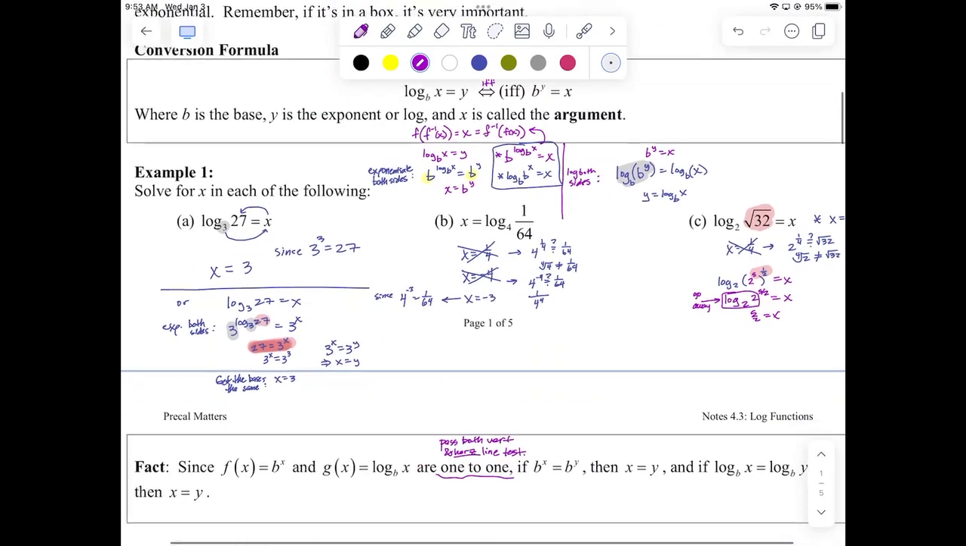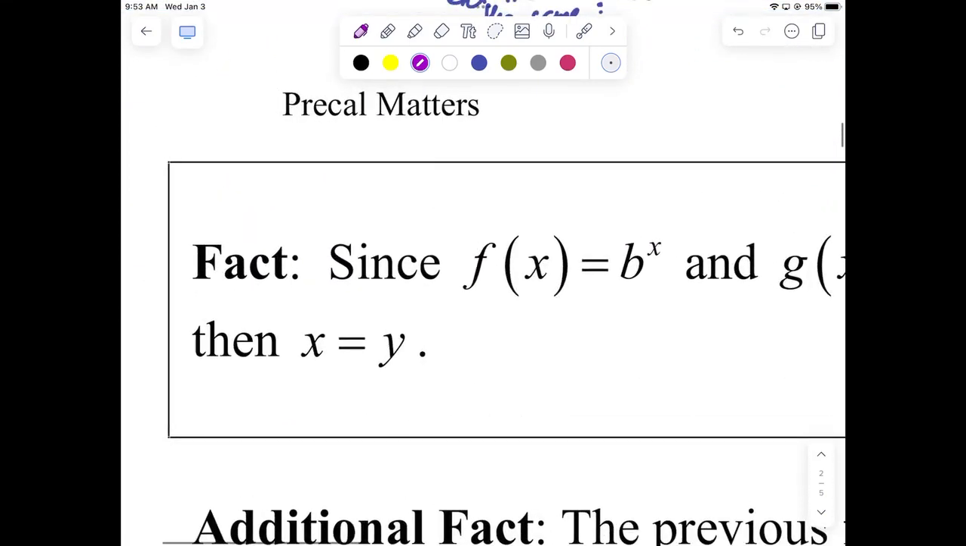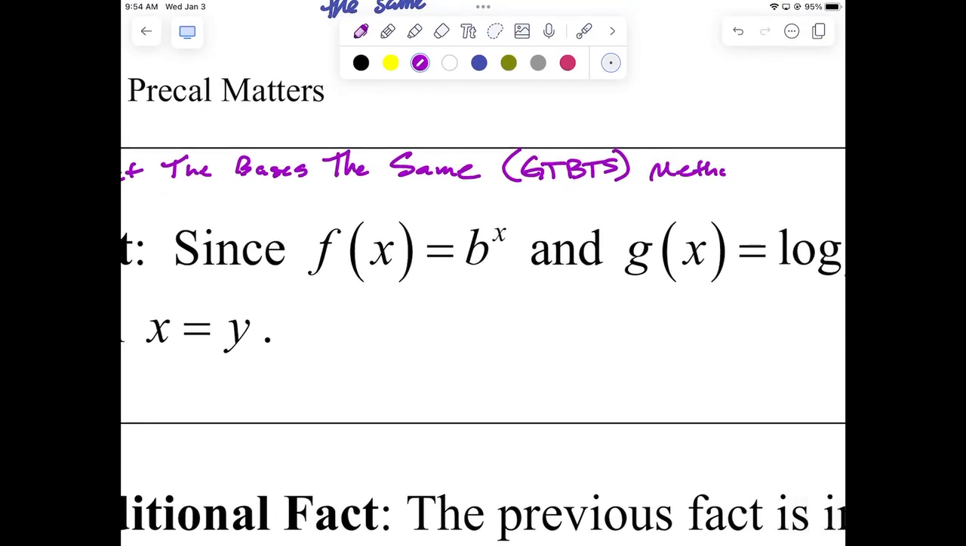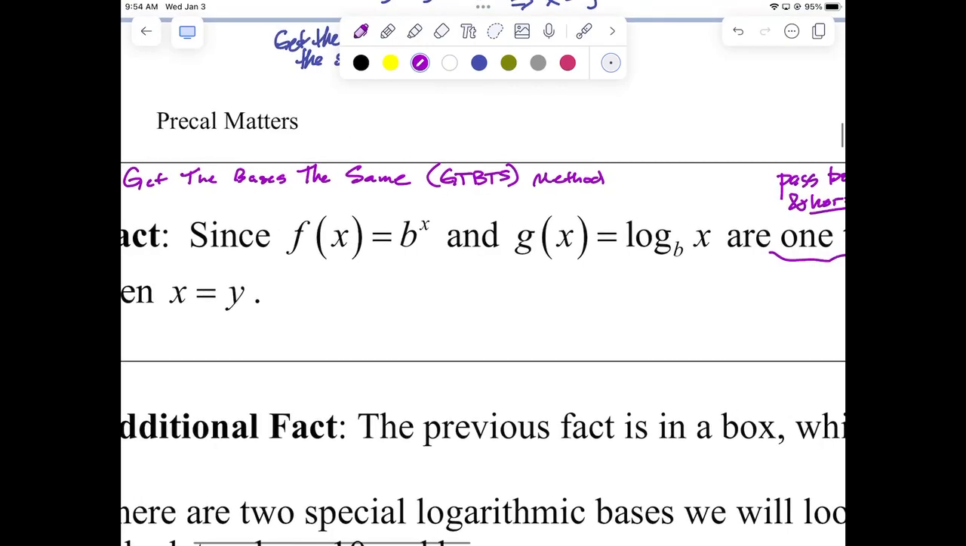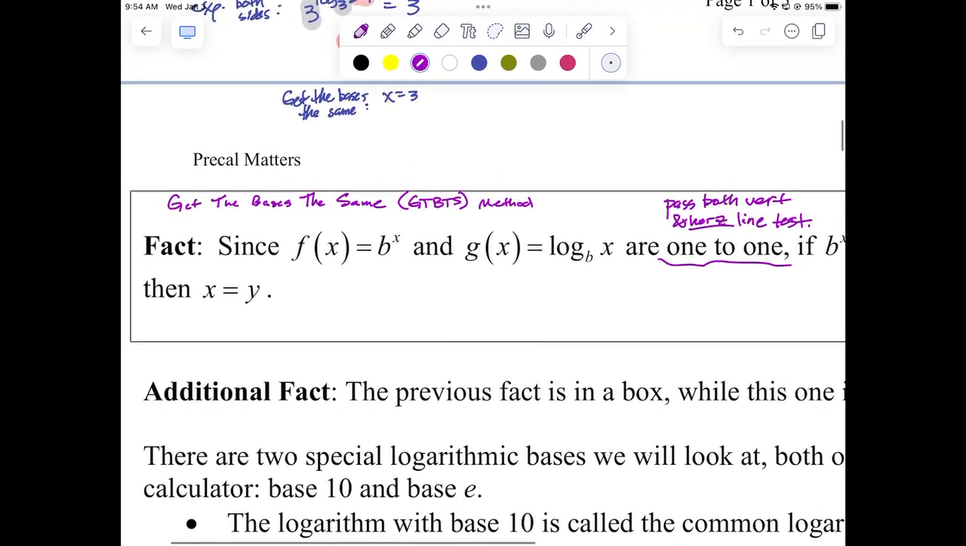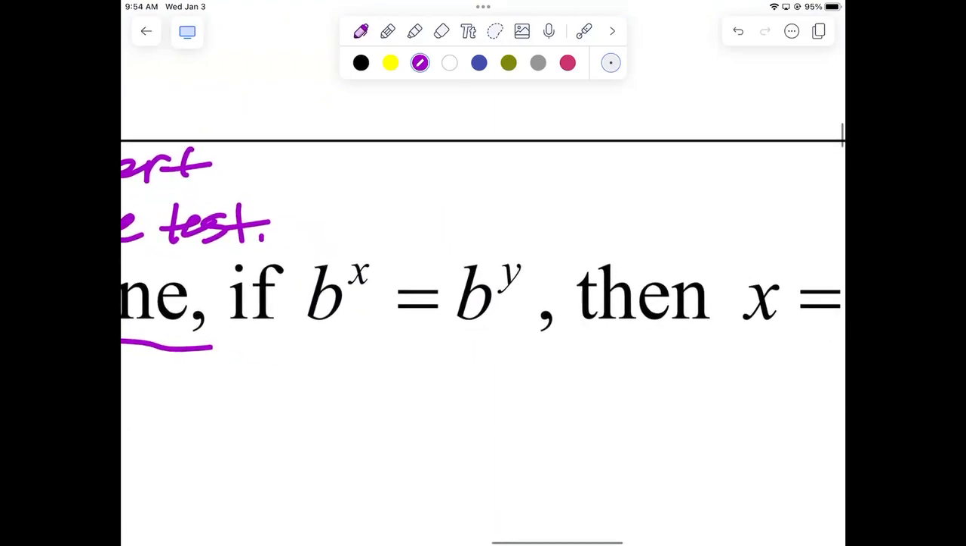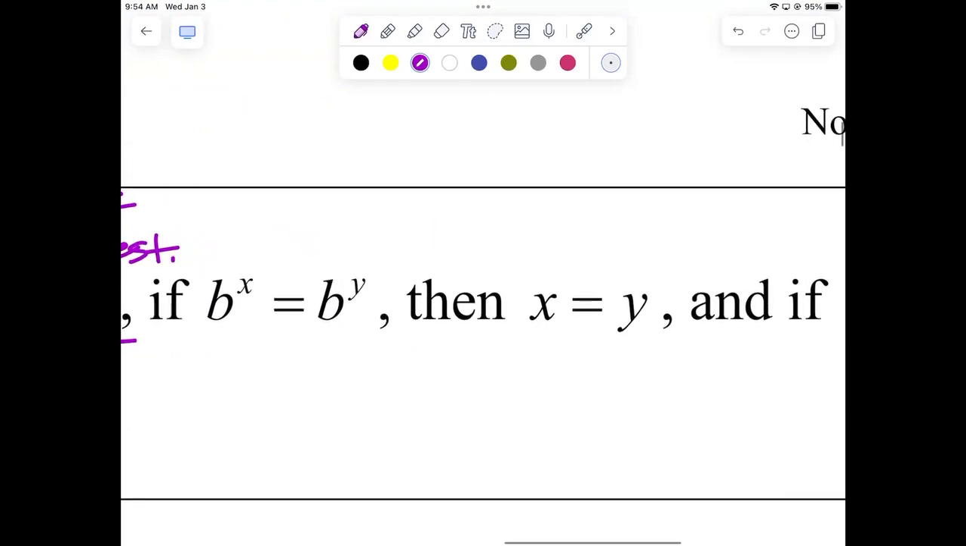Another method for solving is what I call the get the bases the same method, or the GT-BTS method. Okay, get the bases the same method. If you're solving a log equation or evaluating a log, you want to set it equal to x, then if you can get the bases the same, b to the x equals b to the y, then the exponents have to be equal to each other. Then x has to equal y.